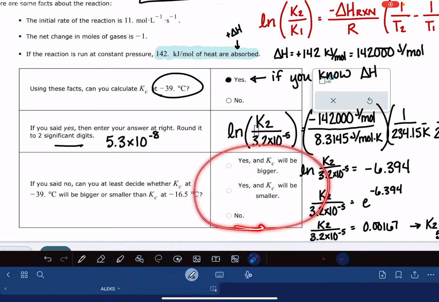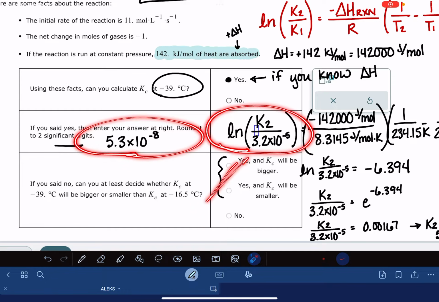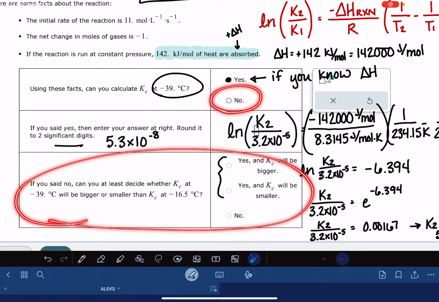Then ALEKS is going to ask you, can you at least decide whether the equilibrium constant is going to be bigger or smaller at a different temperature? Every version of the problem that I saw was asking me to make a decision about whether or not I could predict the value of Kc at a different temperature. In order for you to be able to do that, you can only say yes to this. And for my particular problem, if you can come up with a number for question number 2, you're not going to be filling out this part of the problem at all. So you're only going to be doing this if you said no up here.